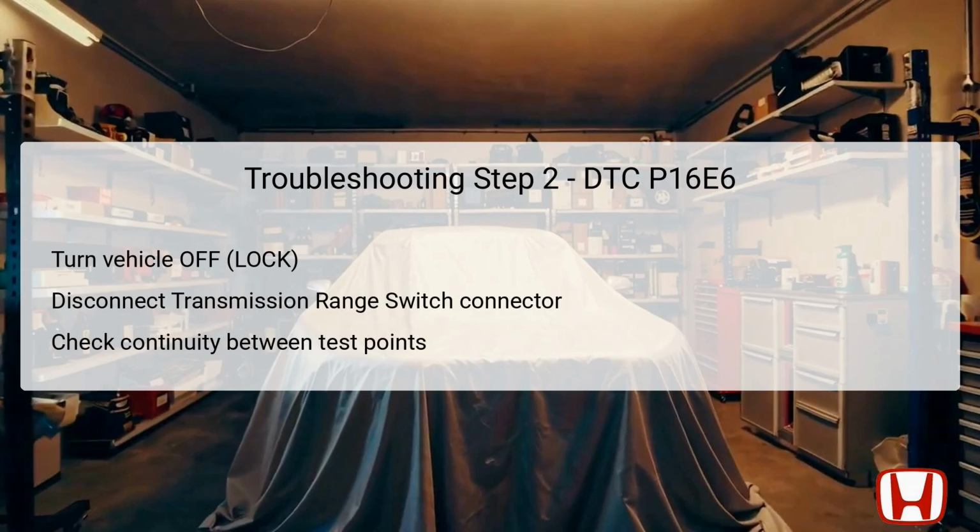With the connector removed, check for continuity between test points 1 and 2. Specifically, test point 1 will be at transmission range switch connector number 7, while test point 2 should be connected to the body ground. This continuity check will help identify if the circuit is intact, or if there are breaks that may indicate a wiring issue, leading towards the next steps in troubleshooting.